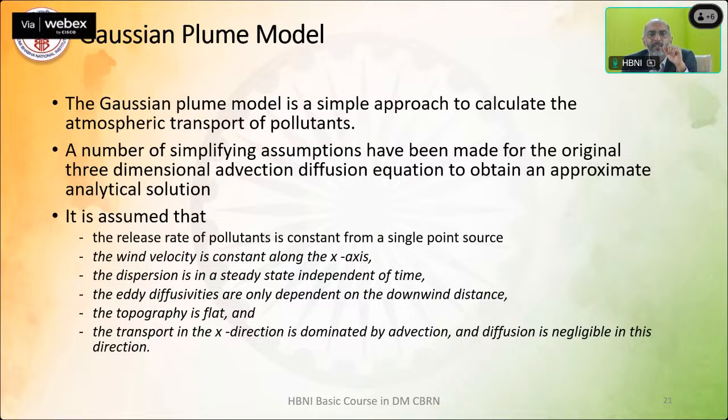The transport in the x direction is dominated by advection, and diffusion is negligible in this direction. So the diffusion you only take in the vertical directions, okay. So in the x direction, the diffusion is negligible. These are the assumptions that we make when we do a Gaussian plume model, okay.